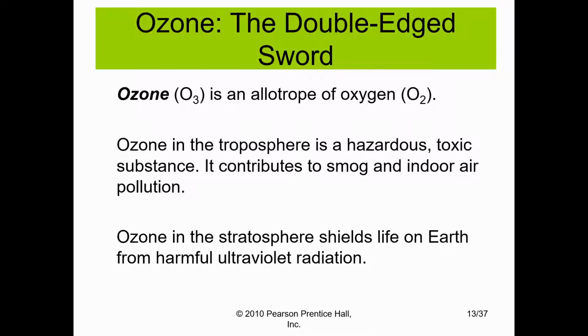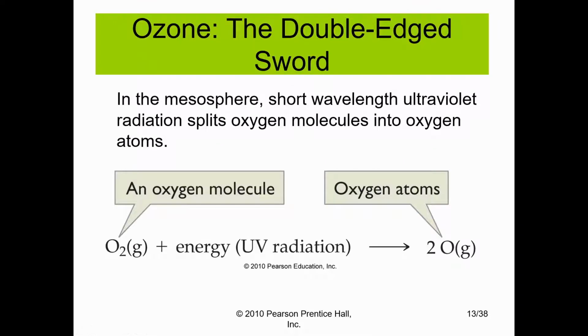However, once ozone travels into the stratosphere, it creates an important shield over Earth. This shield helps to preserve the temperature and life on Earth by preventing harmful ultraviolet radiation from entering into the troposphere. Let's take a look at the mechanism by which ozone is created.